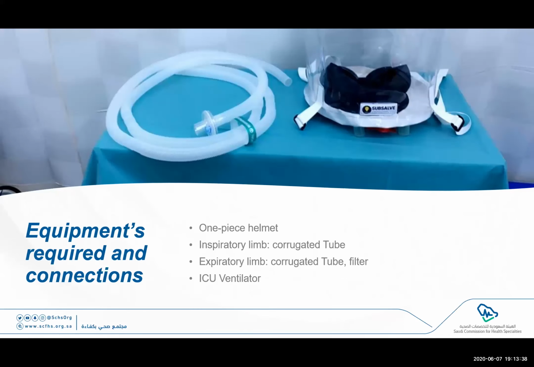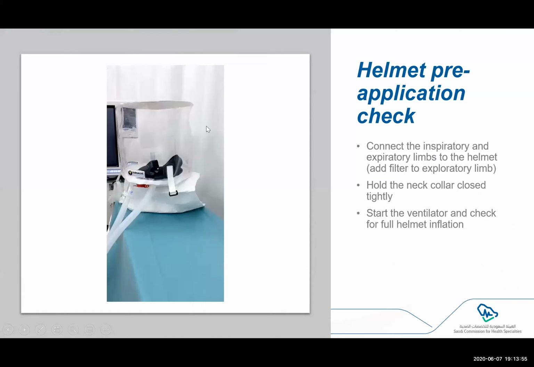In terms of the equipment required during the process of helmet ventilation, you need the helmet, and you need an inspiratory limb and an expiratory limb connected to a filter, and of course the ICU ventilator. The ventilator could be a conventional ventilator, or it could be the BiPAP V60.